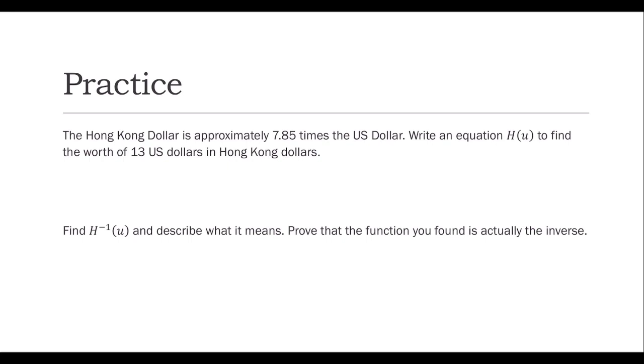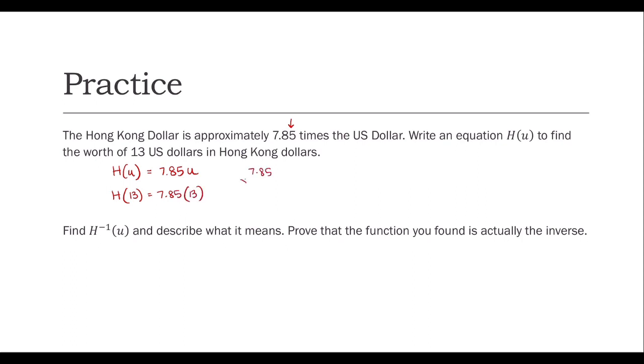So for practice, we have a problem here that says the Hong Kong dollar is approximately 7.85 times the US dollar. Write an equation, h of u, to find the worth of 13 US dollars in Hong Kong dollars. So we have H of U, and it says the Hong Kong dollar is 7.85 times the US dollar. So to figure out that, we would do 7.85 times our US dollar. So if we want to know the worth of 13 US dollars in Hong Kong dollars, we'd plug in 13 for U. So H of 13 equals 7.85 times 13.